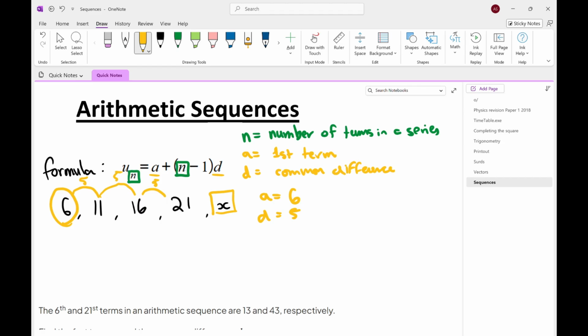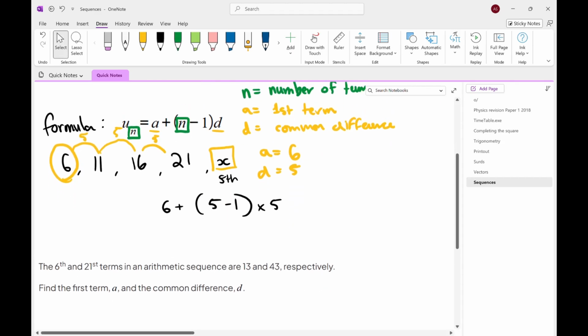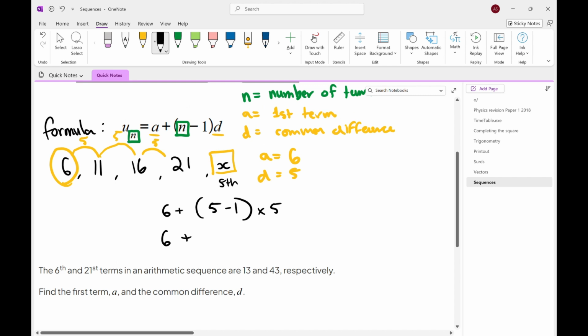But if we wanted to use the formula, which we will need to solve for bigger numbers, we're going to say a is 6, so 6 plus n. What is n? What term are we trying to find? We're trying to find the fifth term in the sequence. So we're going to do a plus 5 minus 1 times d, which is 5. So it would be 6 plus 4 times 5, which equals 26.